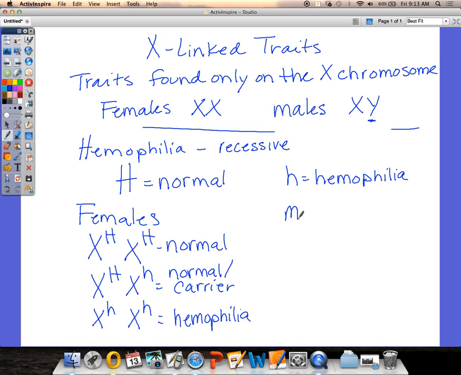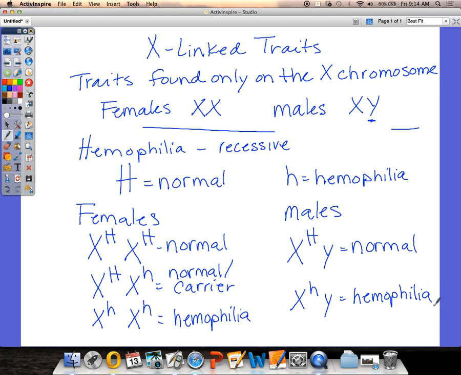Males, on the other hand, are different. Since they only have one X that carries anything, they can be X capital H, Y, and be normal. Remember, the Y doesn't carry anything, it just says that you're a boy. Or X little h, Y for hemophilia. So these are the letters we're going to be working with for the next few problems.